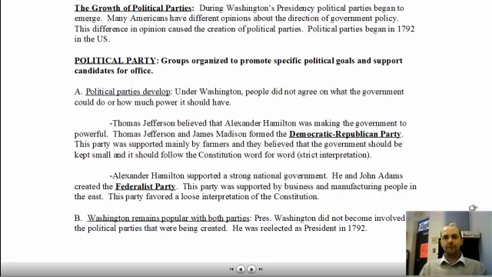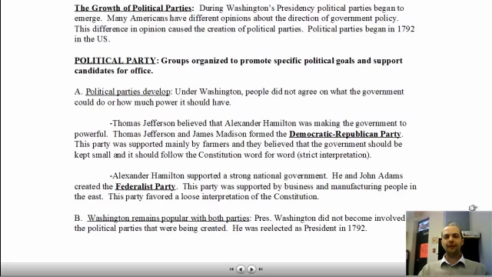Now, Jefferson believed that Alexander Hamilton was making the government way too powerful. He and James Madison formed the Democratic-Republican Party, and the party was supported mainly by farmers, and they believed that the government should be kept small and that it should follow the Constitution word for word, or what we call a strict interpretation. So very limited amount of government intrusion in people's lives and a very limited amount of power for the government.